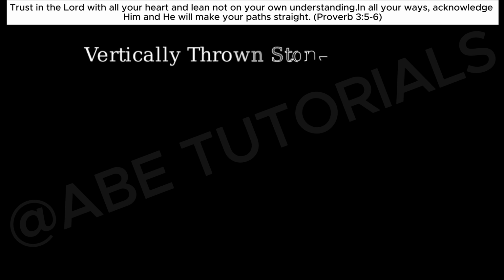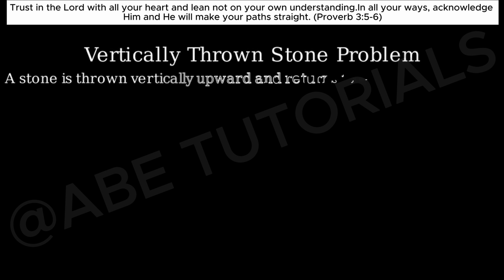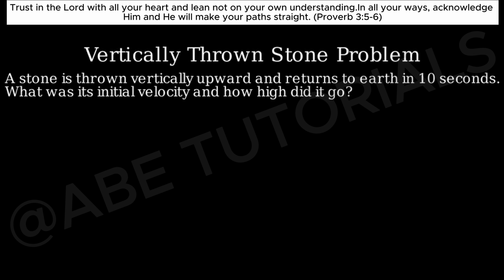In this video, we're going to solve a problem about a vertically thrown stone. A stone is thrown vertically upward and returns to Earth in 10 seconds. What was its initial velocity and how high did it go? Let's draw this scenario to help us understand what's happening.